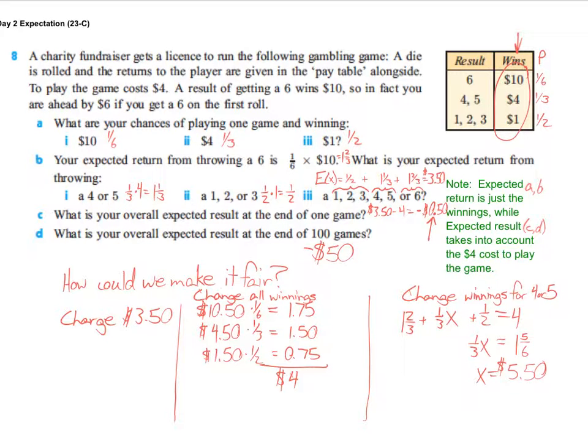If we wanted to change the winnings for a 1, 2, or 3, we could just increase it to $2. To do this, we would need to increase this to $13 if we were leaving the other 2 alone in order to make it fair.